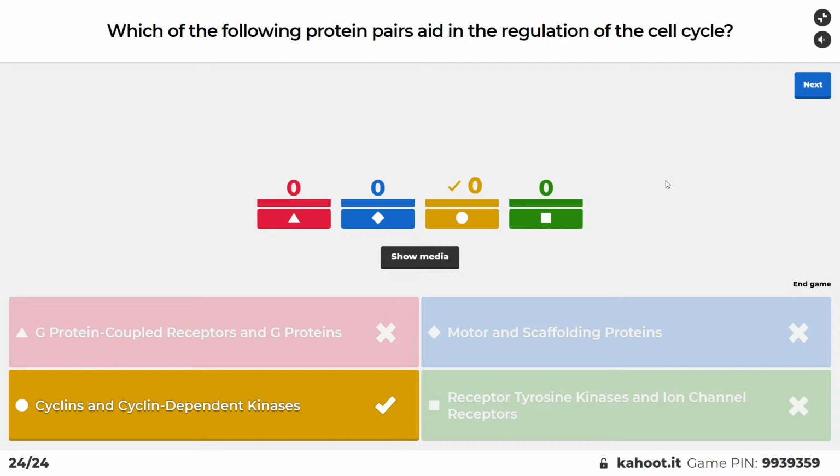So it's definitely not motor proteins, because we just talked about motor proteins before. They definitely do not regulate the cell cycle.